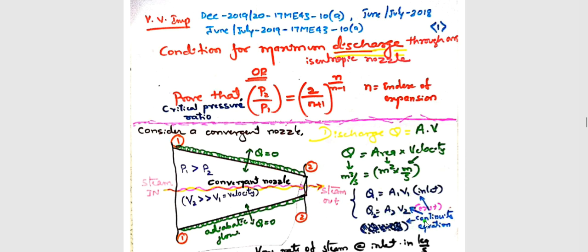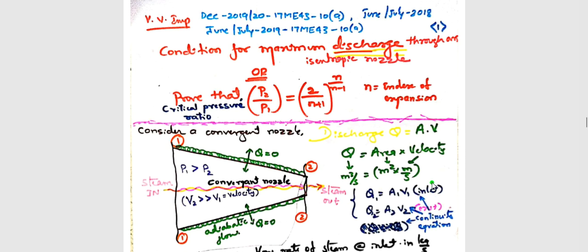The condition is that the density of the fluid is the same. At the inlet the density is the same as at the outlet. For example, if you are considering water, the density of water at the inlet is 1000 and at the same time the density of water at the outlet of the nozzle is also 1000. So this becomes Q is equal to A1 V1 equals A2 V2. This is called the continuity equation.